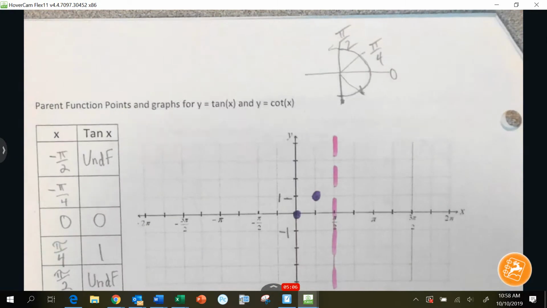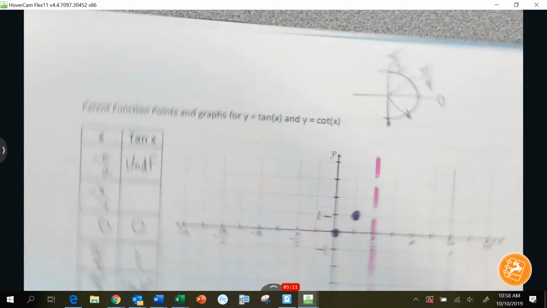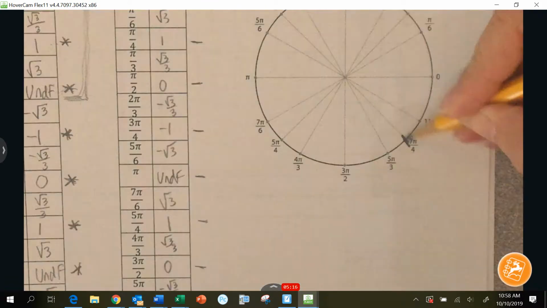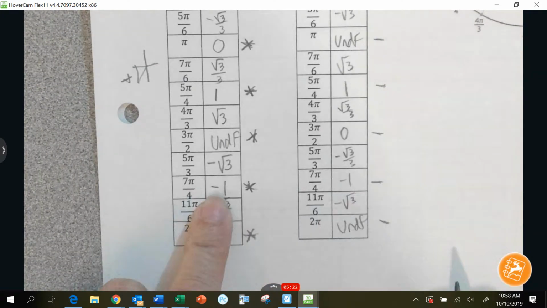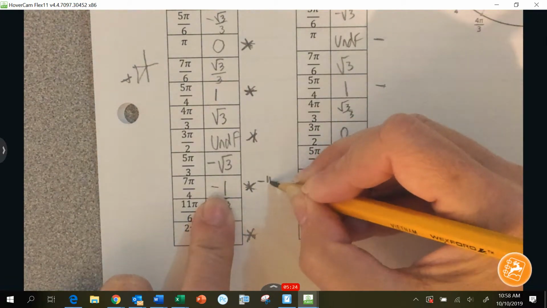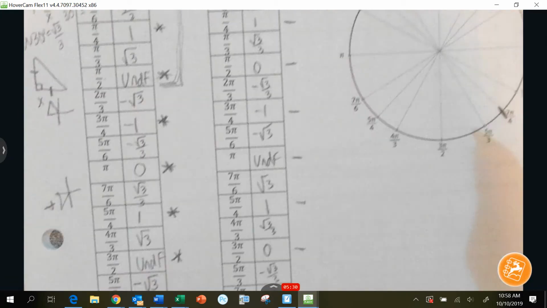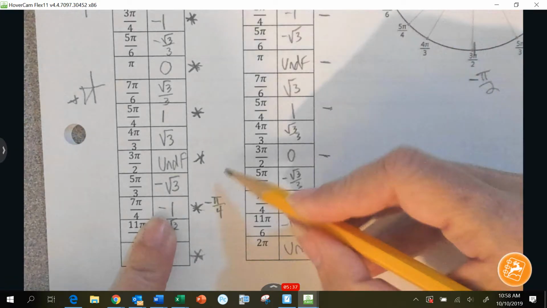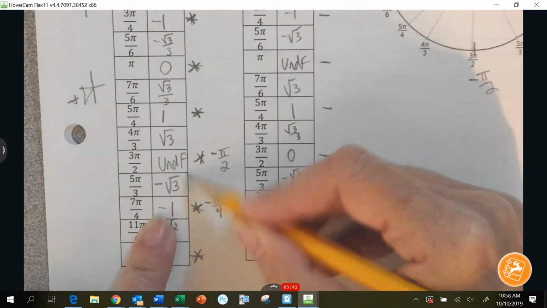We didn't do that on our table in the front. On our table in the front, what is 7 pi over 4? What's the answer for 7 pi over 4? That's -1. That's the exact same thing as negative pi over 4. They're in the same location, they're coterminal angles. And then 3 pi over 2 is going to be the same place as negative pi over 2. So when I find 3 pi over 2 over here, that's undefined. So I'm going to use those values as well.